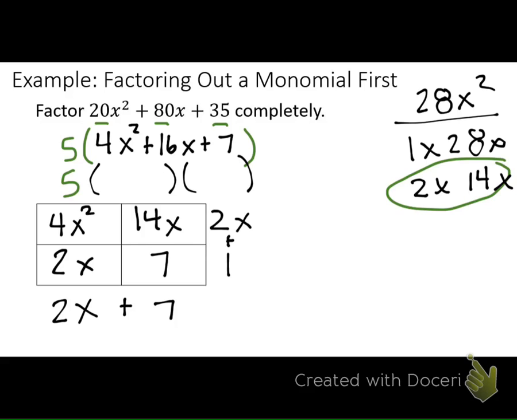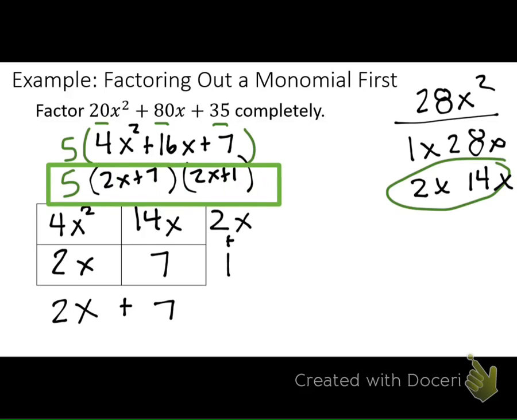So the last term is always going to tell me, are they the same or different? Positive means same, minus means different. And the middle term is going to give me more information about my inside terms. So this gives me a 2x plus 7 and a 2x plus 1. So my final answer for this one includes that 5 and my 2 binomials.